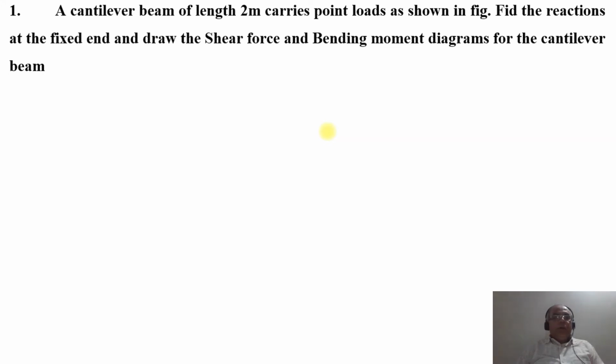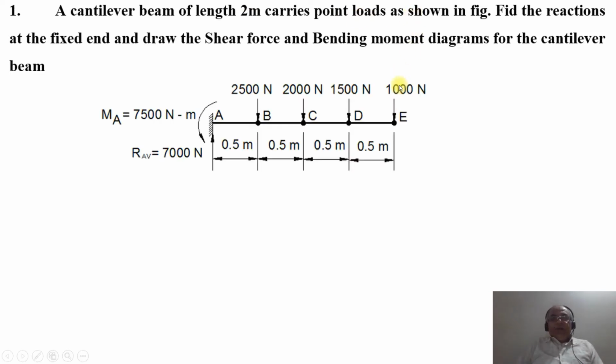Now, in this video, we are going to take up the problems on cantilever beam. And here, we are going to take up problem number 1. A cantilever beam of length 2 meters carries point loads as shown in the figure. Find the reactions at the fixed end and draw the shear force and bending moment diagram for the cantilever beam.